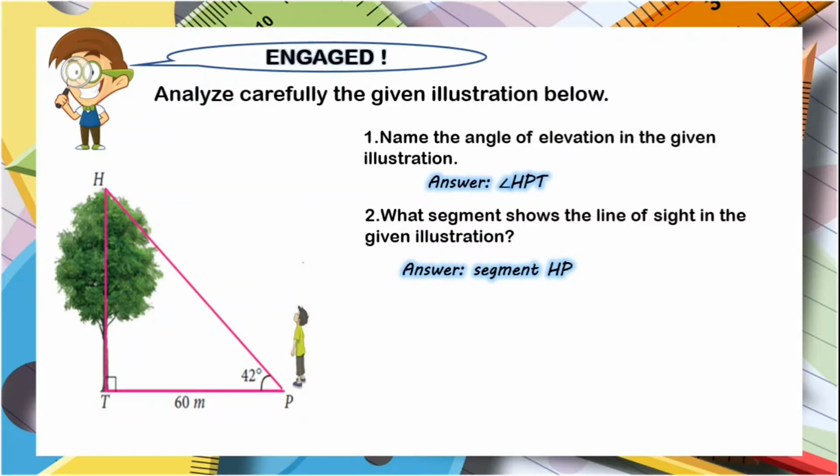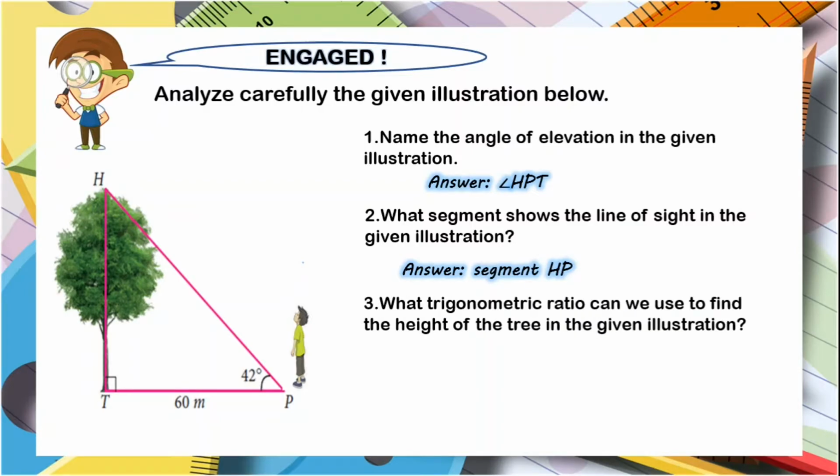For our third question, what trigonometric ratio can we use to find the height of the tree in the given illustration? As you will notice, the distance of the boy from the tree is the adjacent side of the right triangle, and the height of the tree is the opposite side of the angle of elevation. Since the opposite side and adjacent side are part of the problem, therefore, we can use the tangent ratio to solve for the height of the tree.